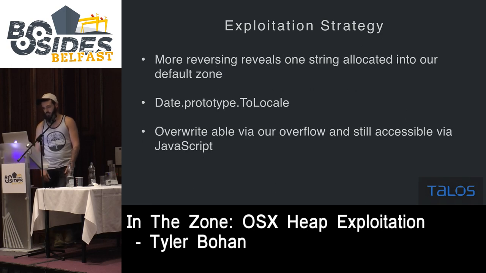All right, and here's the hand-wavy magic I told you about. We found one string. I don't even know if it's there anymore because Apple saw this, and I don't think they left it there. But there's one string, and it's allocated in the default zone. It's called Date.prototype.toLocaleString. You have like a 3-second window to hit this string. This string is allocated on your default zone, and then immediately following that, it gets copied to WebKit malloc. You have to hit it before it goes to WebKit malloc.